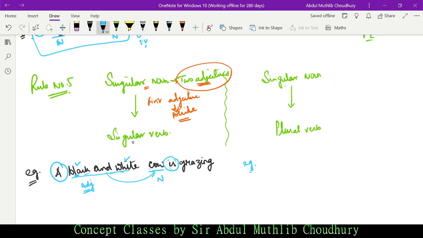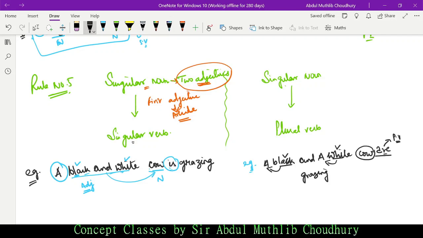But in this case, a black and a white cow. Now what will it be? Is or are? It will be are. Why? Because the adjective black and the adjective white, which is before the noun cow, is followed by two articles. Before black I have used one article and before white I have used another article. Therefore the verb which is used is also a plural verb.